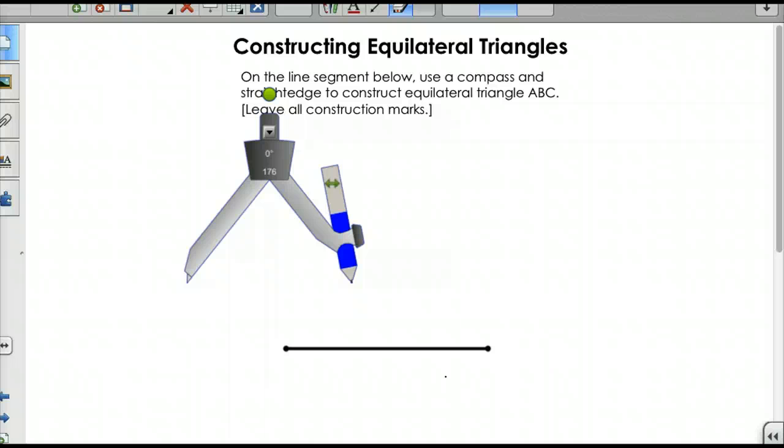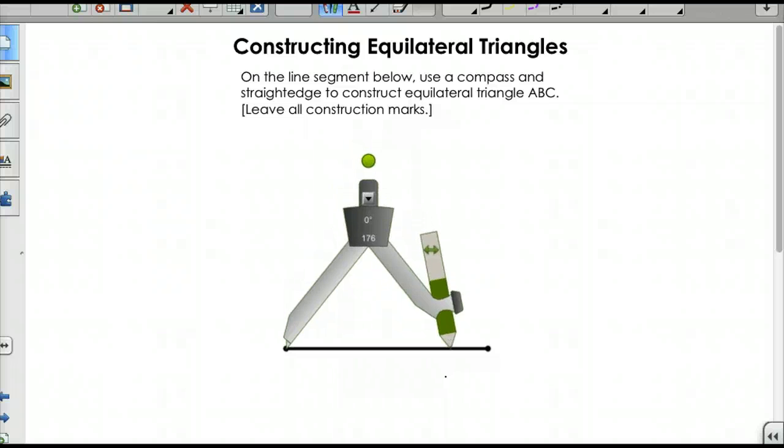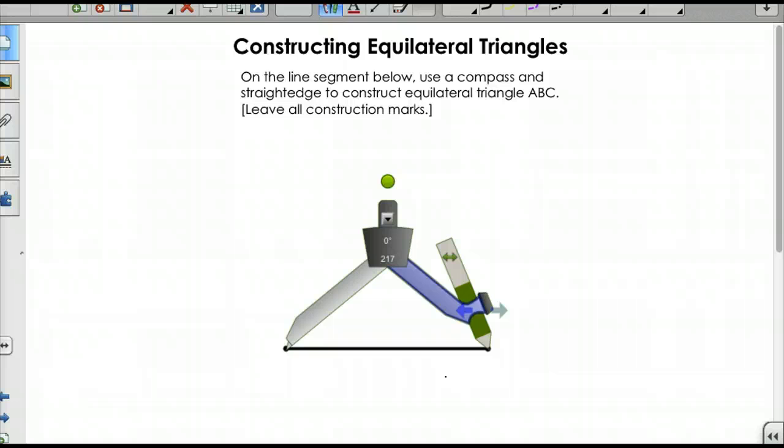All right, finally, construction, everyone's favorite. What we're going to be constructing is equilateral triangles, and there's 2 different ways we're going to do it today. So the first one is on the line segment below: using this line segment, use a compass and a straightedge to construct an equilateral triangle. We'll call it ABC. So the way to do that is just take your compass and place it over the whole width of the line, like we did with perpendicular bisectors.